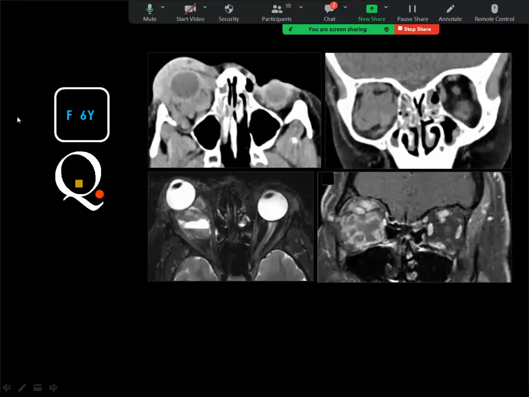Then this case is a female child, 6 years old, and these are orbital CT scans, axial and coronal, and the orbital MRI.